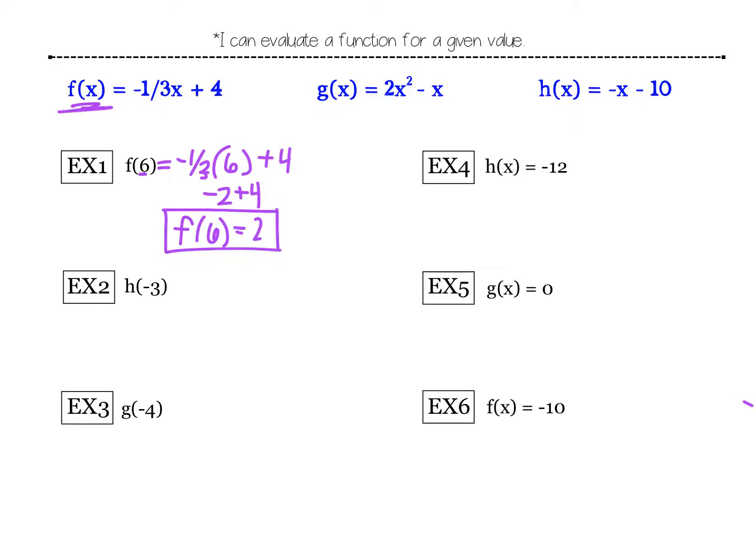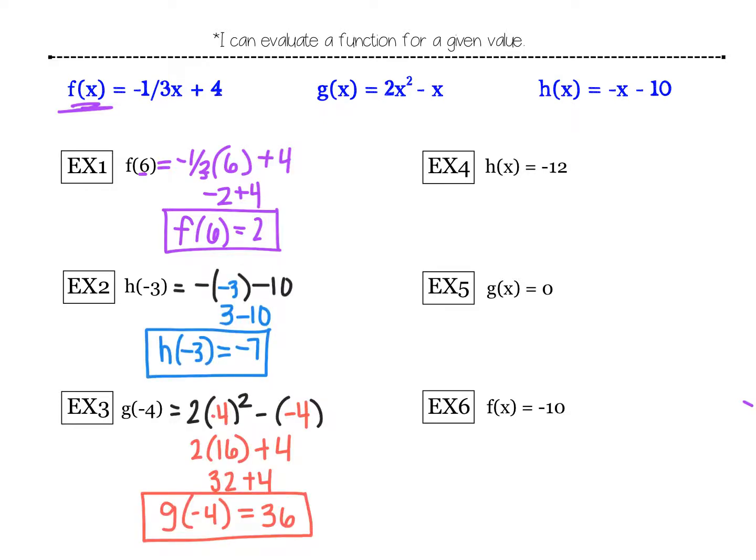All right, so I'd like you to try example 2 and example 3 on your own. All right, so for example 2, I got h of negative 3 is negative 7, and for example 3, I got g of negative 4 is 36. So if you got different answers, go ahead and look over my work, and if you have questions, jot that down, and we can talk about it in your CSG tomorrow.